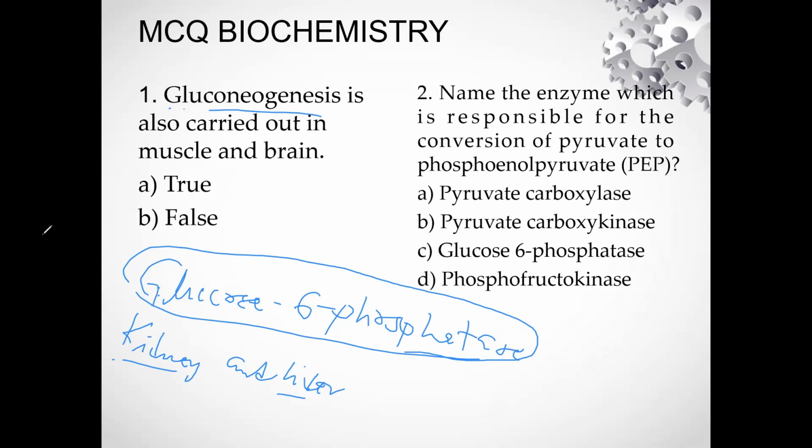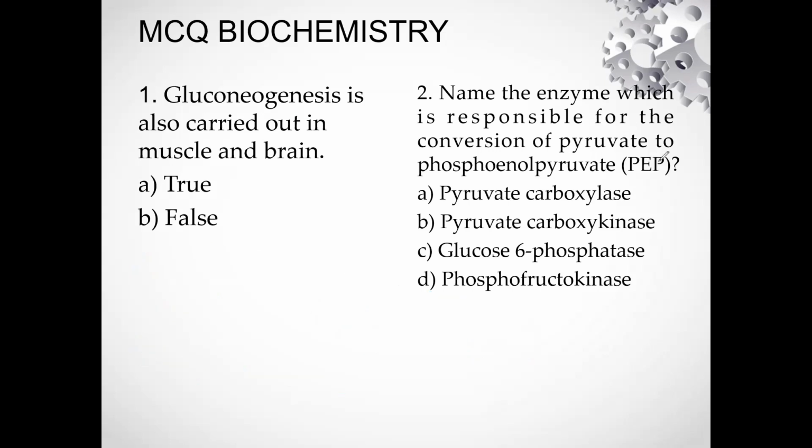And then the next question is, name the enzyme which is responsible for the conversion of pyruvate to phosphoenol pyruvate. So this is one of the first steps of gluconeogenesis. First, remember that in glycolysis, an enzyme called pyruvate kinase converts phosphoenol pyruvate to pyruvate, and the reaction is irreversible.